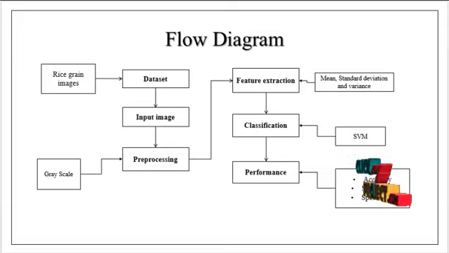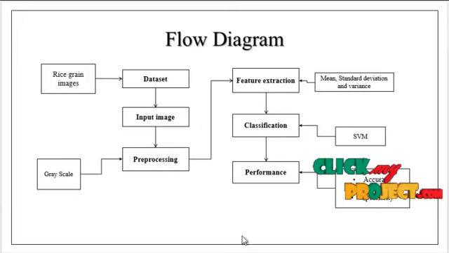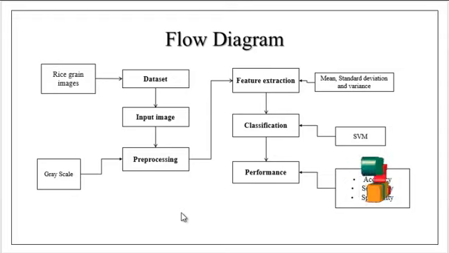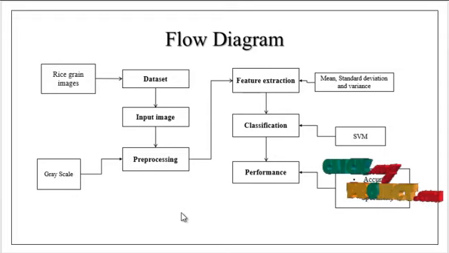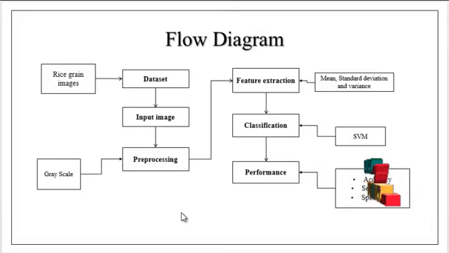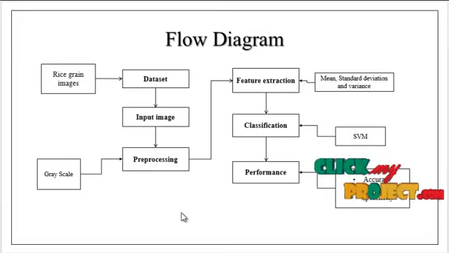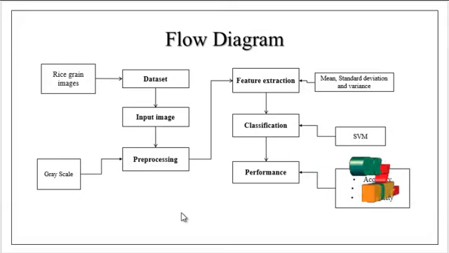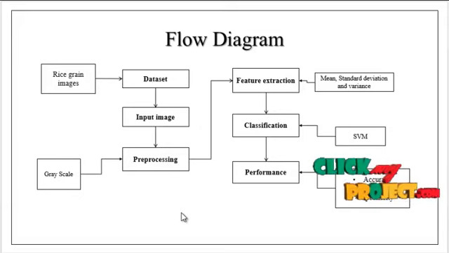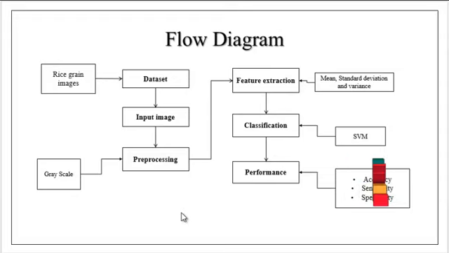Now we are going to discuss the flow diagram of the process. This is the overall working flow of this project. The project consists of the modules such as dataset, input image, then pre-processing, feature extraction, classification and finally performance estimation. At first, the input rice grain image is taken from the dataset. The dataset image consists of lots of grains, such as three kinds of images. After taking any one image from the dataset, the pre-processing will be carried out. In this pre-processing, grayscale conversion is carried out and then the noise filtering and resize will be carried out.